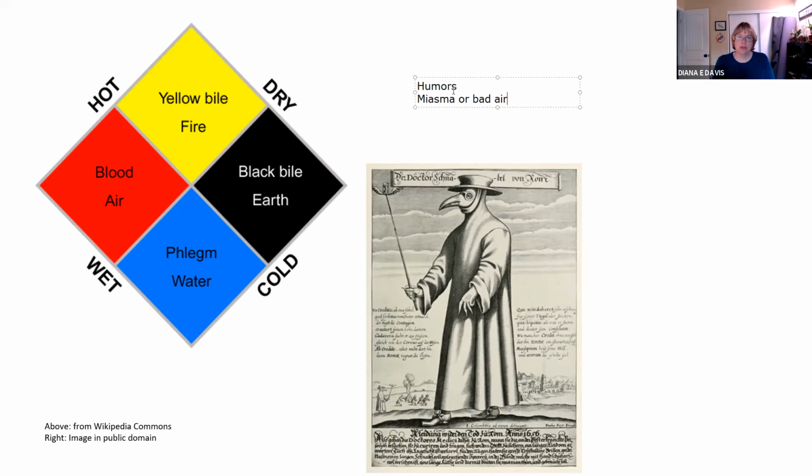Our humors were basically liquids in the human body. Blood, yellow bile, that's going to be from the gallbladder. Black bile, not sure what that was referring to. And phlegm, which we all know that's what comes out of our nasal passages when we are sick.